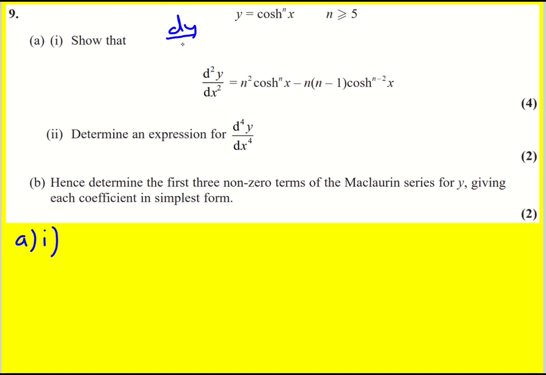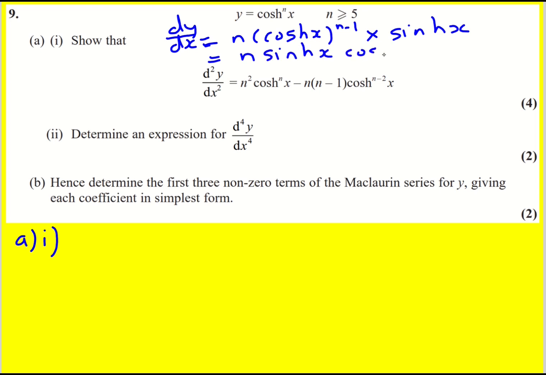Well, let's work out the first derivative. For this, we use the chain rule, because essentially we've got cosh x all to the n. So I've got something to the power of n. Let's deal with the outside. We're going to get n cosh x to the n minus 1. And then we times by the derivative of the inside. Derivative of cosh is sinh x. Can't really tidy it up that much. I might just write it as n sinh x cosh to the n minus 1 x.